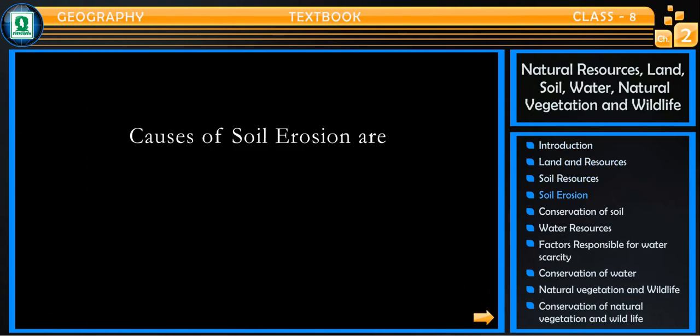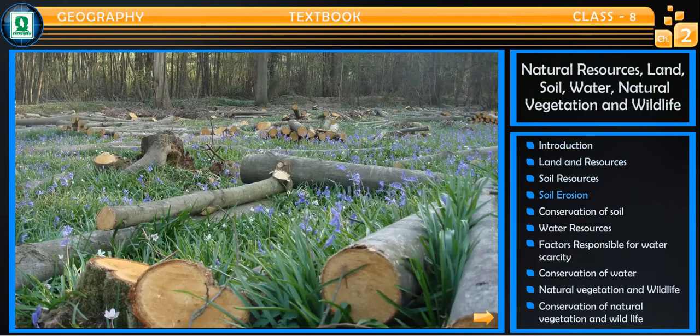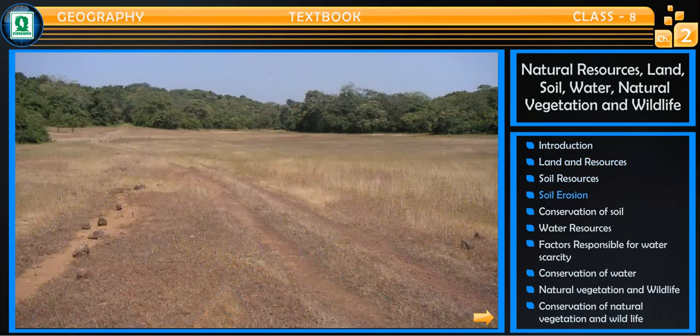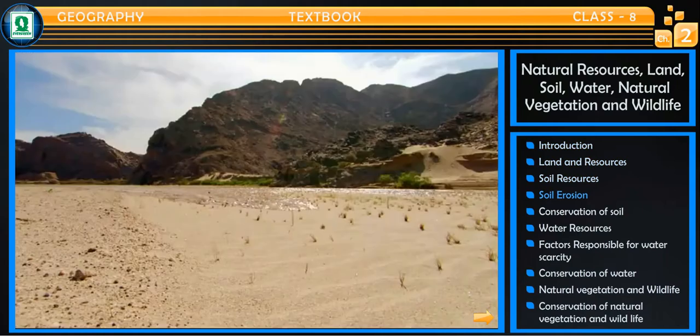Causes of soil erosion are deforestation. When vegetation is removed, the soil surface becomes loose and can be more easily removed by running water and wind.